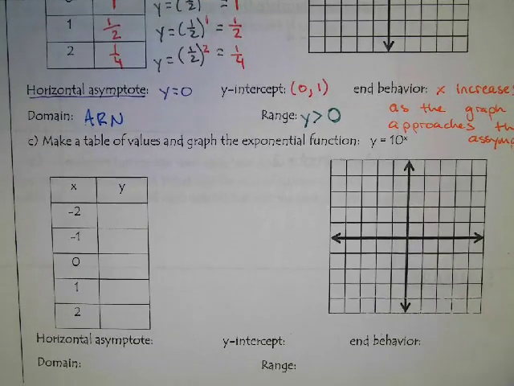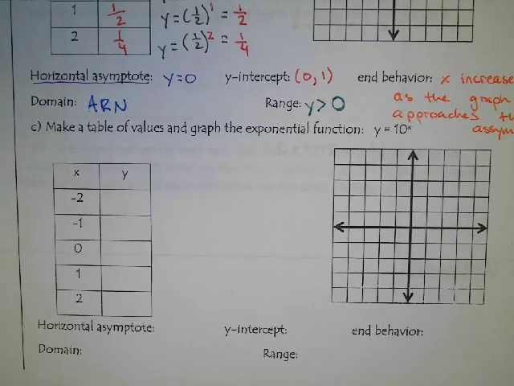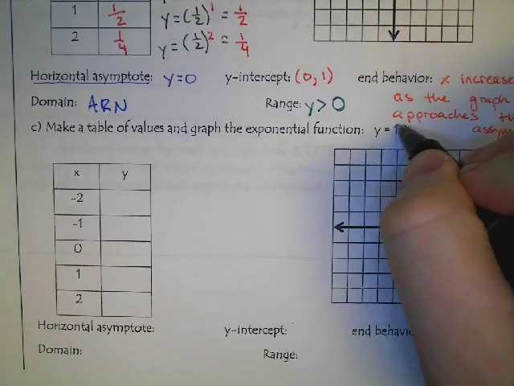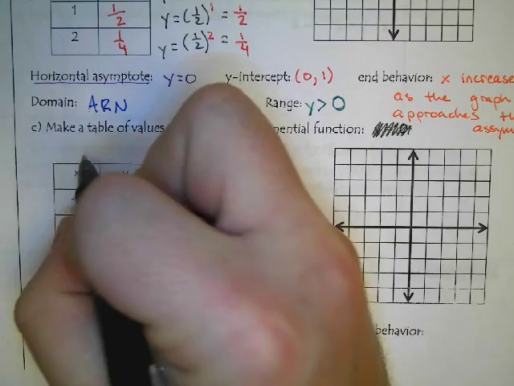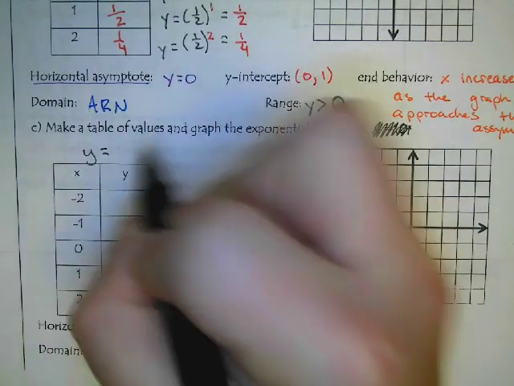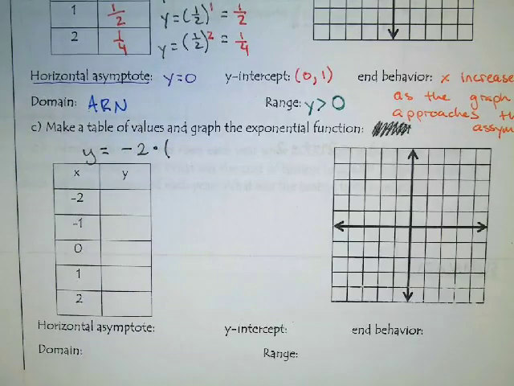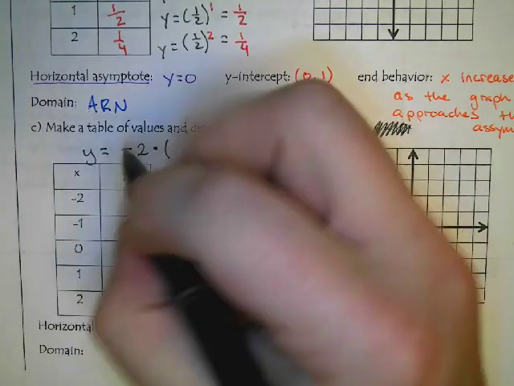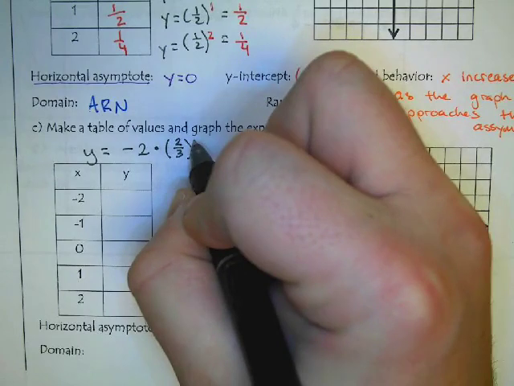Okay, so we're going to do a couple more examples. This time we're going to add a little bit more to this. I don't want to do y equals 10 to the x. So let's do y equals negative 2 times two-thirds to the x.